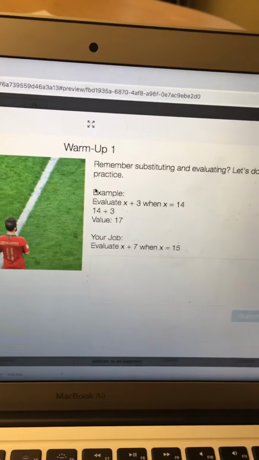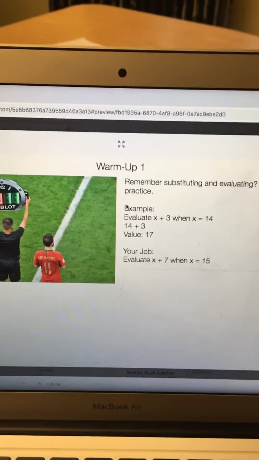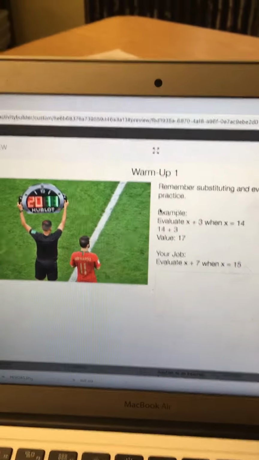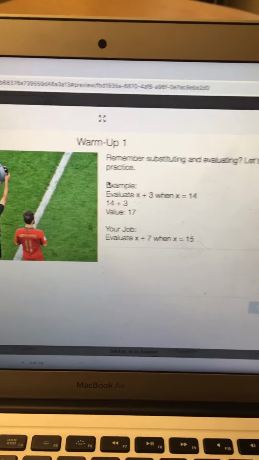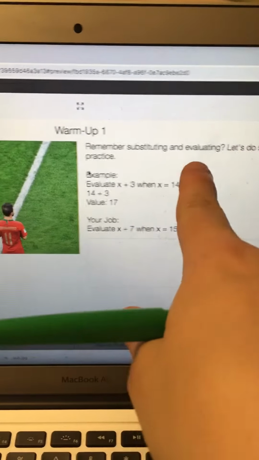All right, this is a help desk for our first virtual learning Desmos. Woo! Hope everyone's doing great. This is our warm-up, and it's about substituting and evaluating.